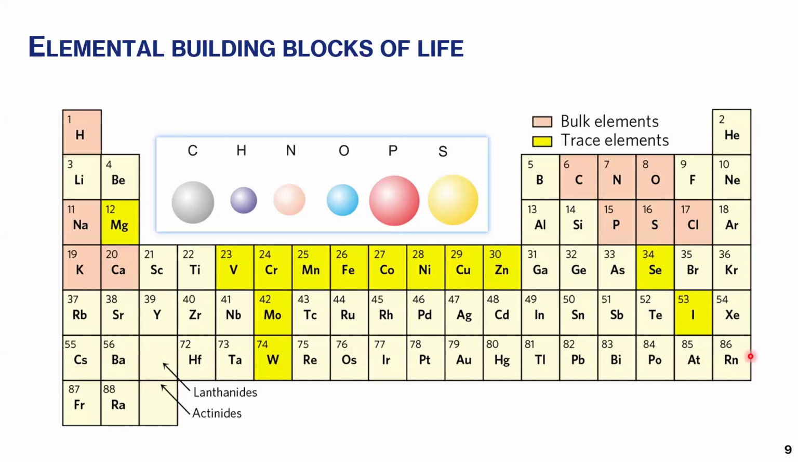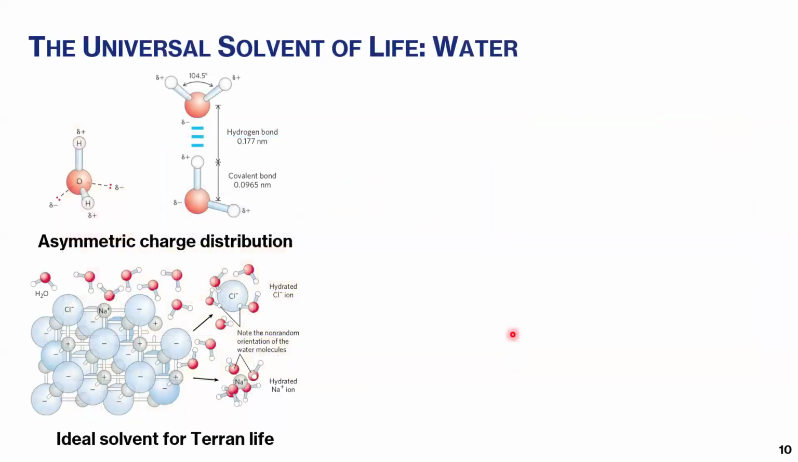These are trace elements. CHONPS form the basic structure of all biomolecules and larger polymers, where the less common elements facilitate the solubility or catalytic properties of these molecules, maintain ionic equilibrium, and regulate redox reactions and membrane potentials. The abundance and chemical properties of water make it the ideal solvent for terran life. Water has a naturally asymmetric charge distribution that results in a permanent electric dipole, with a partial negative charge on the oxygen and a partial positive charge on the hydrogen atoms.